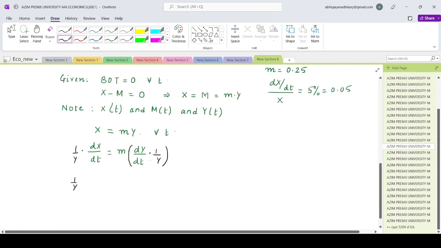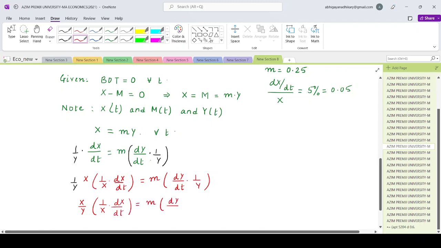To have the growth rate of export as well, I'll multiply by x over here and divide by x. So that makes it m times dy/dt times 1/y. So what do we have? x/y times 1/x dx/dt equals m times dy/dt times 1/y. Now look at the initial condition, x equals m times y.